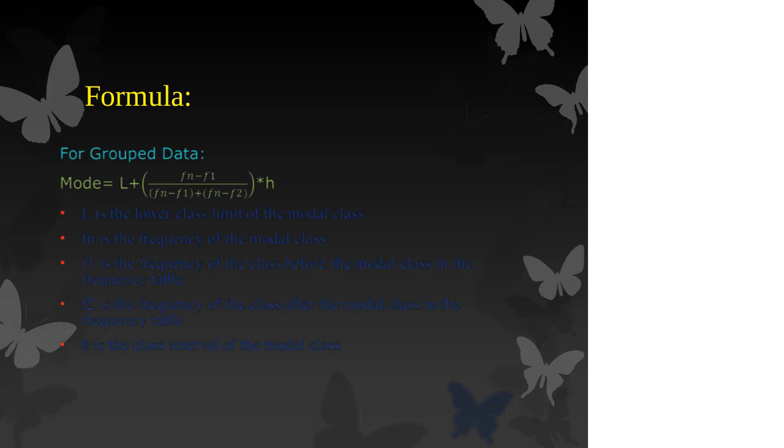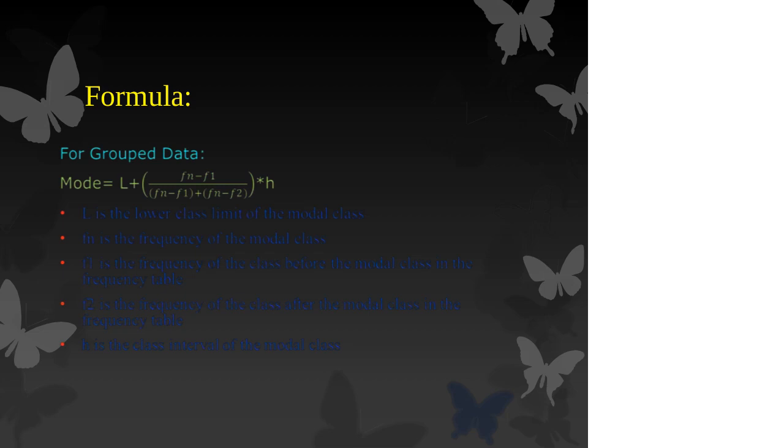So F1 is going to be 20, and F2 is the frequency below, which is going to be 25. And for H, we don't use the old classes 70 to 79; we use the new classes. It's going to be 79.5 minus 69.5. What is the value of H? The value of H is 10.